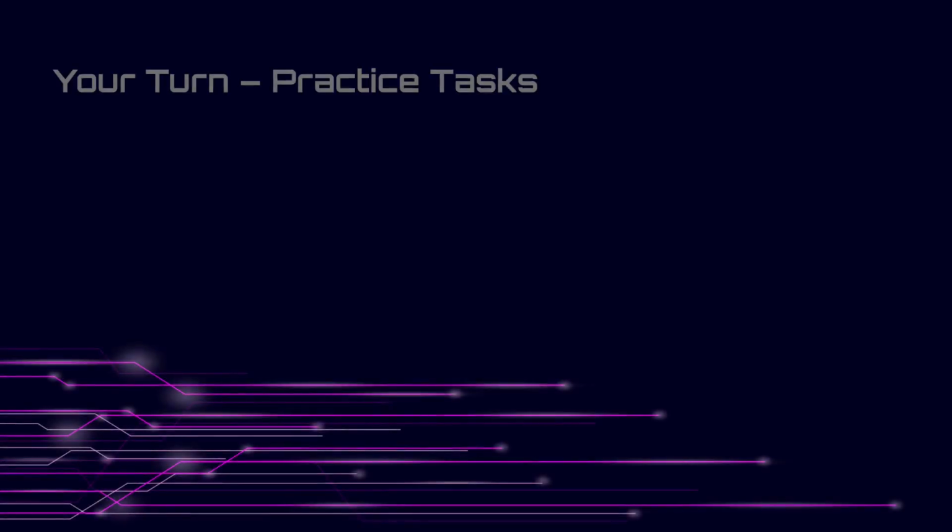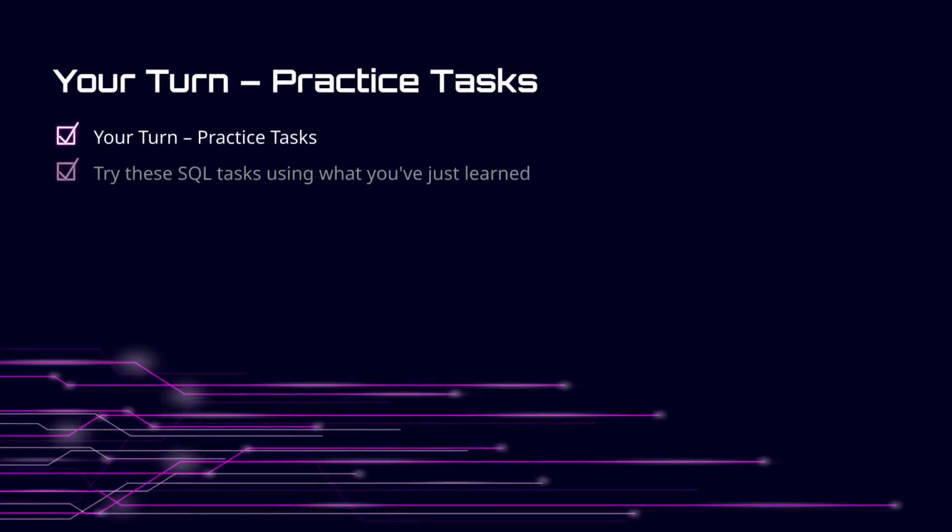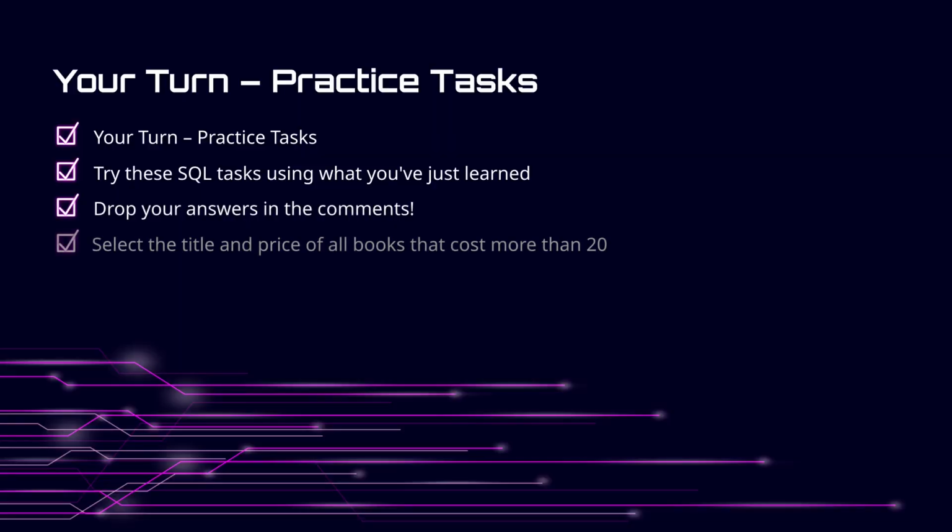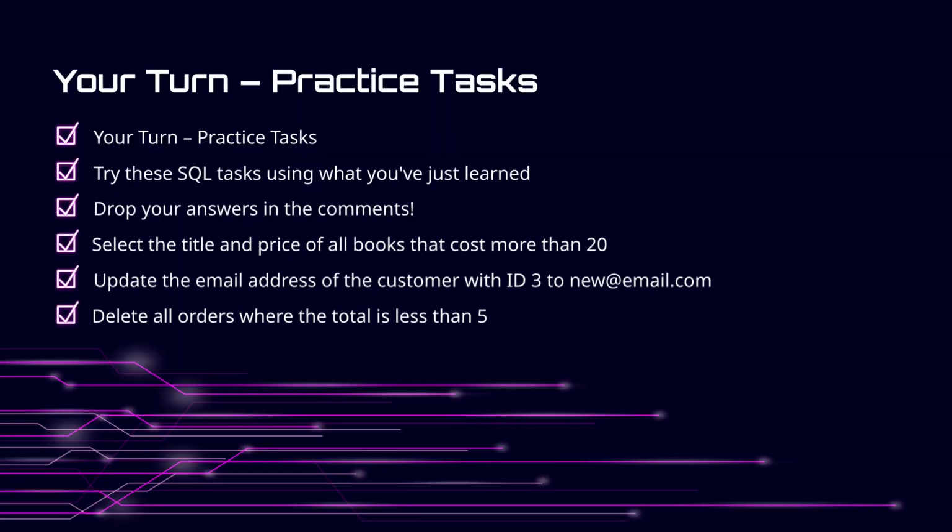Now it's your turn. Try writing the SQL for these beginner-level tasks based on what we've covered. Select the title and price of all books that cost more than 20. Update the email address of the customer with ID 3. Delete all orders where the total is less than 5. Write your answers in the comments, and I'll check in to see how you're doing.